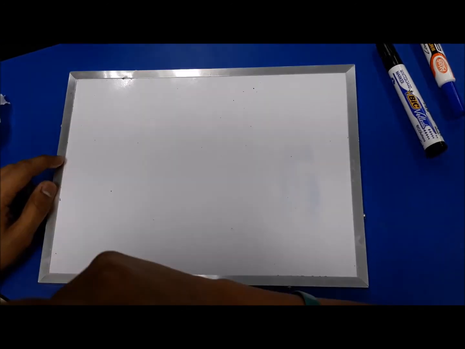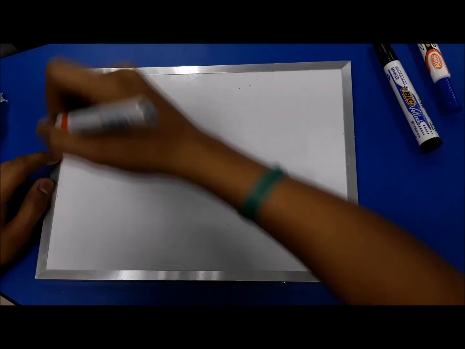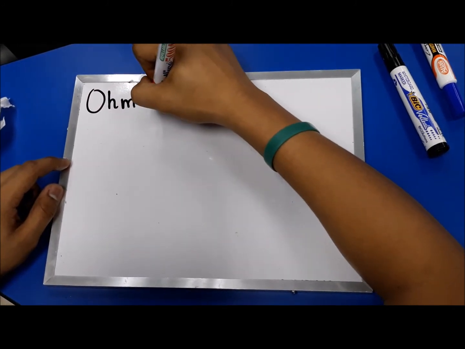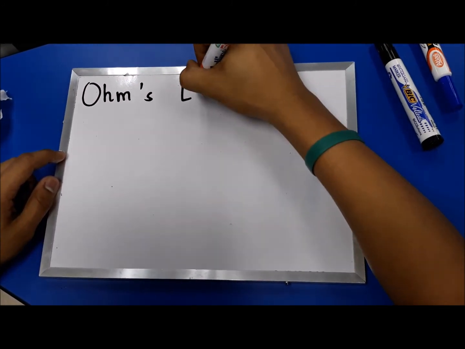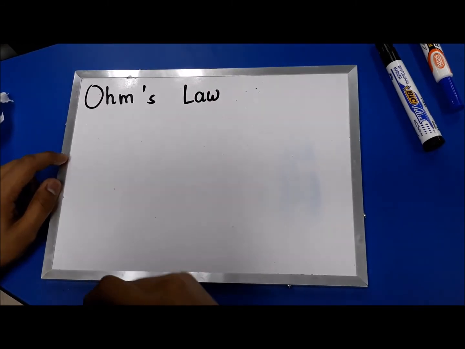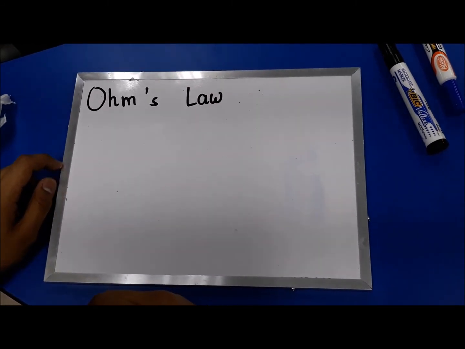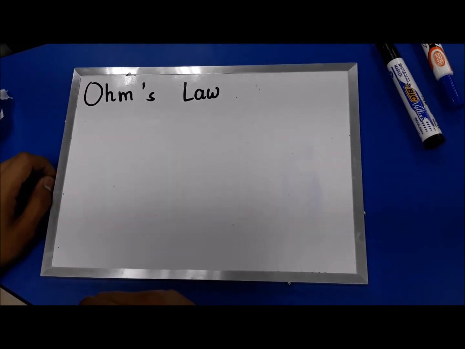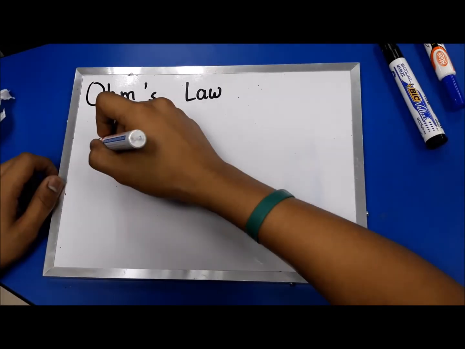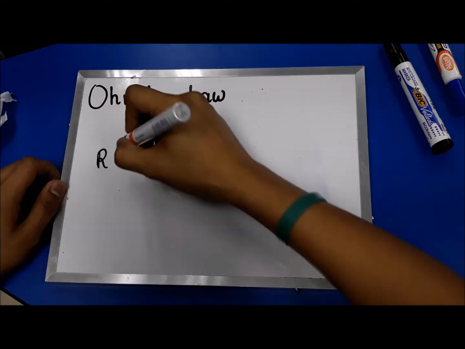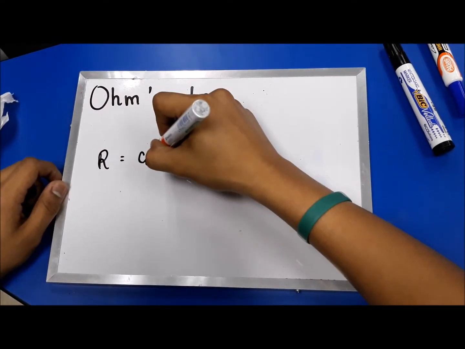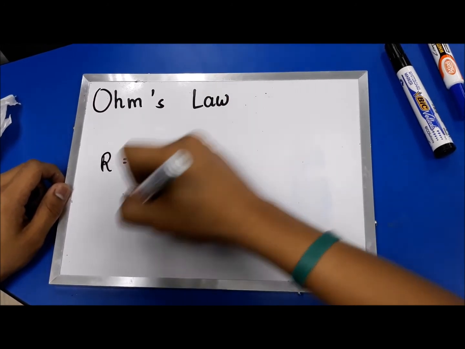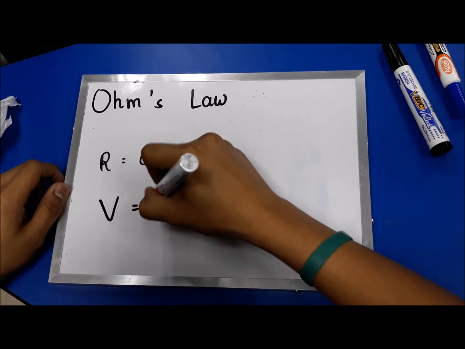Another lesson we are going to discuss is Ohm's law. Ohm's law states that the current through a conductor between 2 points is directly proportional to the voltage across the 2 points. More specifically, Ohm's law states that the R in the relation is constant, independent of the current. The formula for Ohm's law is V equals IR.